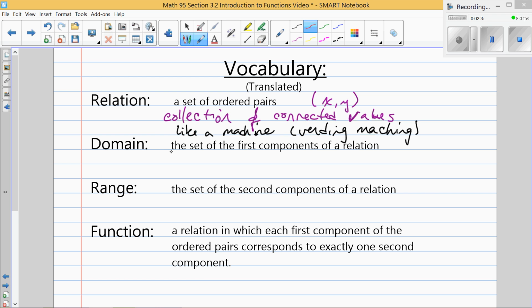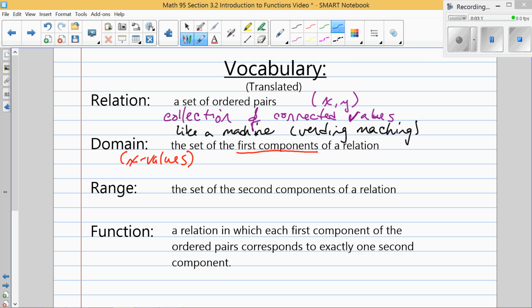So the domain definition is the set of the first components of a relation. The first components of an ordered pair are our x values. So these are going to be x values. But that's not a very specific definition. It's the set of the x values of a specific relation. Not all relations will be able to have all x values. So the thought is an x value, but I have a 5 or 6 word definition that might help you hold on to this a little bit.